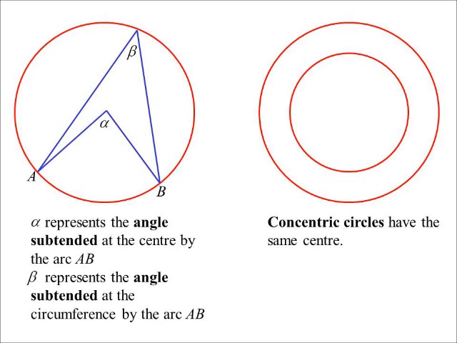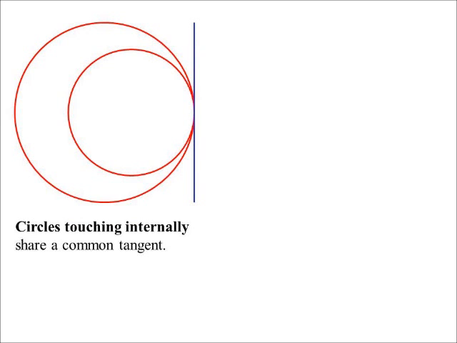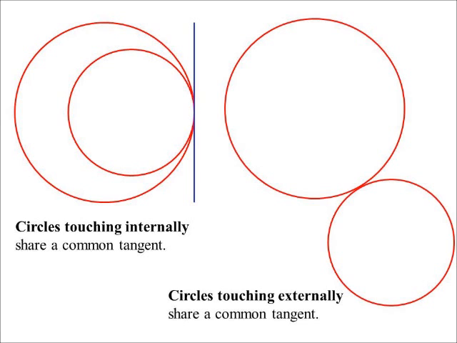Concentric circles, circles that have the same centre. This diagram is an example of 2 circles that touch internally. Okay? So if they touch internally, basically they'll have a common tangent at the point where they touch. As opposed to this next diagram, they also touch, but they touch externally. They still have the common tangent. So 2 circles touch internally versus 2 touching externally.